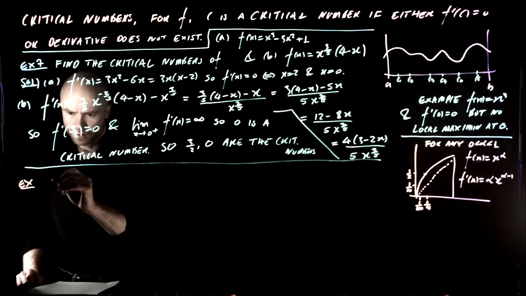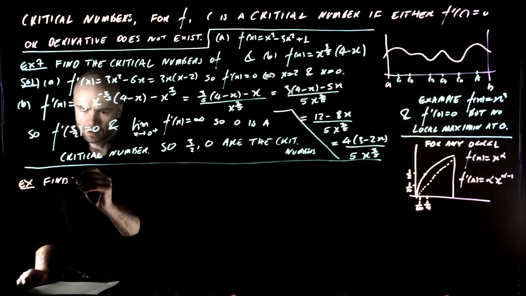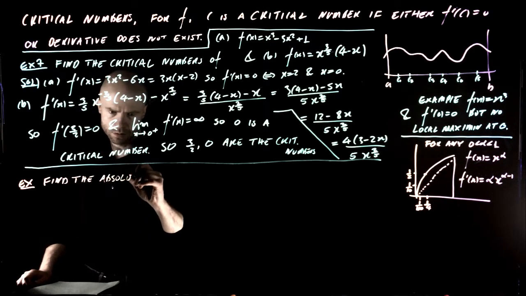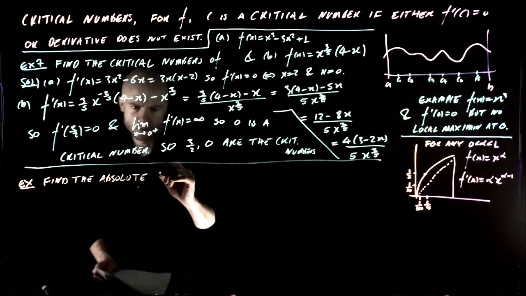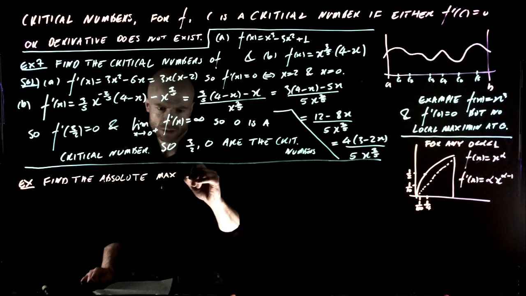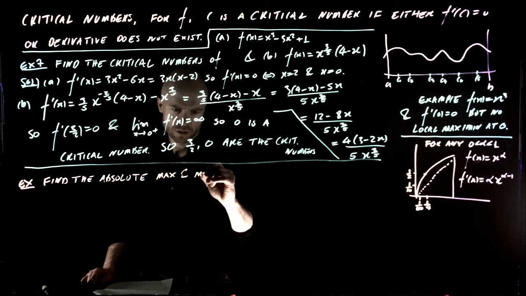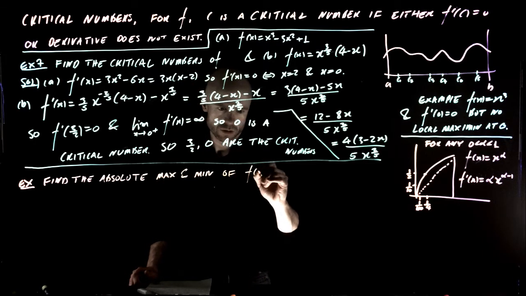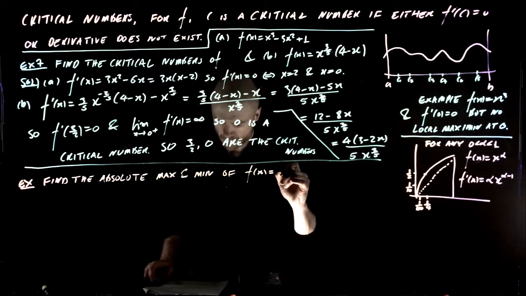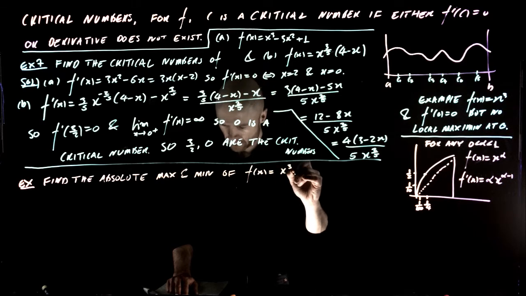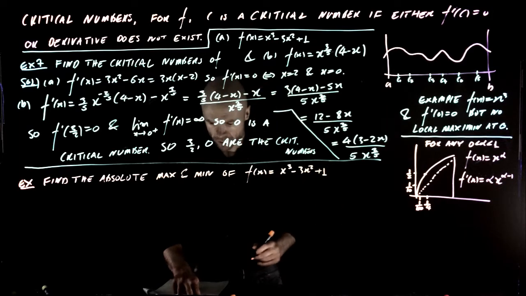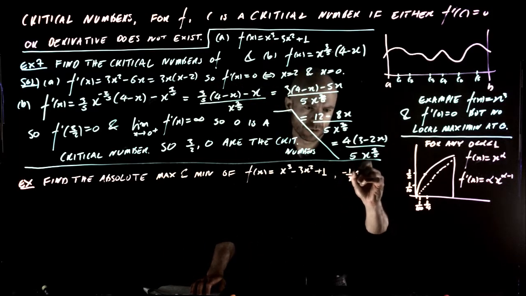Example. Find the absolute max and min of this function. F of x equals x to the power 3 minus 3x squared plus 1 over this interval, minus 1 over 2 less than x less than 4.